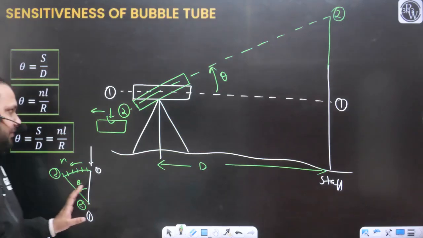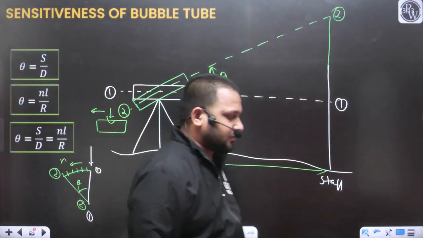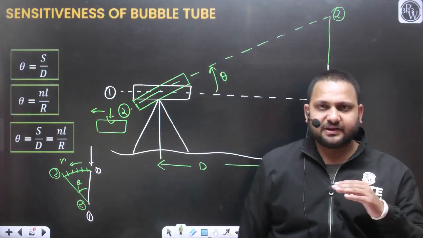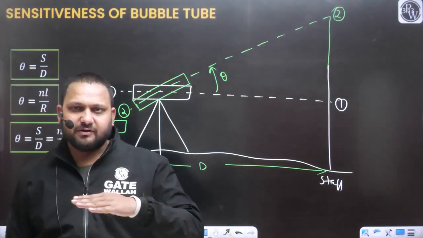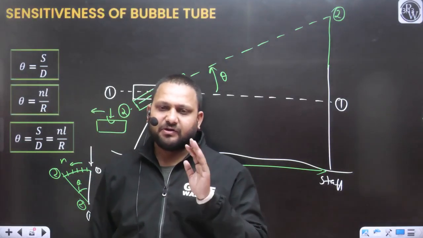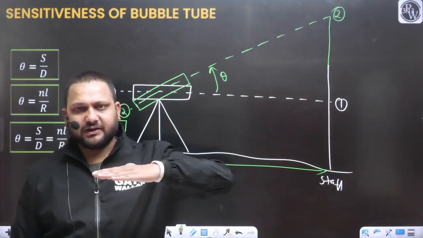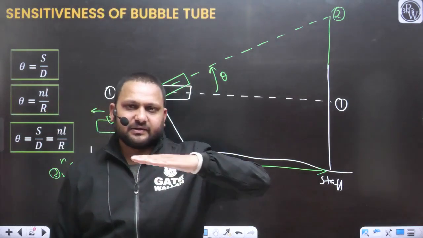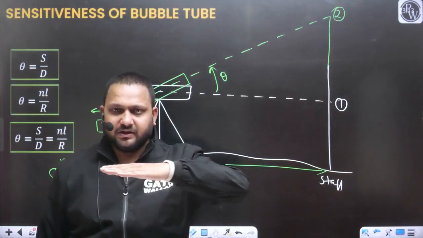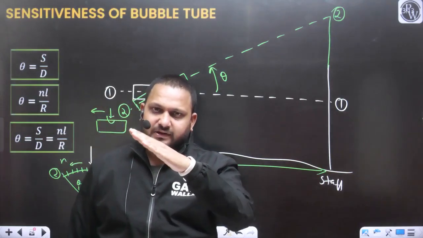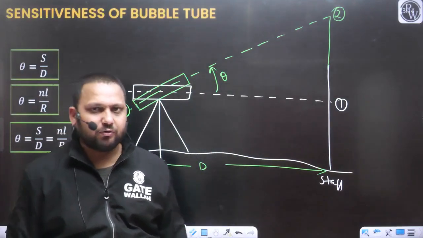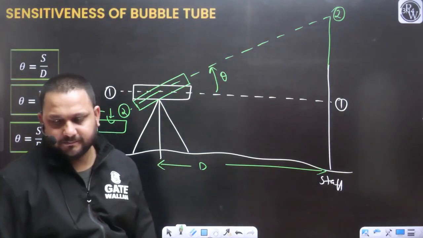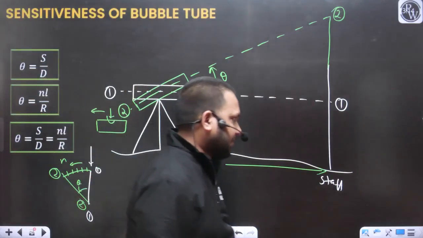First, everyone please confirm this discussion is clear, yes or no? We are considering two positions of the level tube or the bubble tube: one is 1-1 and another is 2-2. At 1-1, the bubble was at the center and the telescope was perfectly horizontal. We provided the rotation, and due to this rotation theta the bubble will shift. Now we want to go for further analysis.